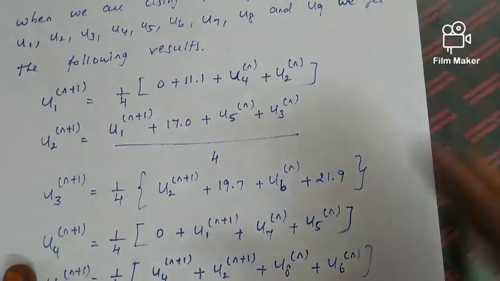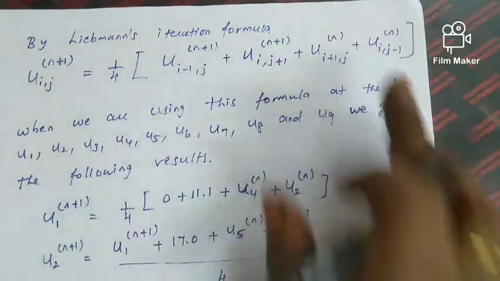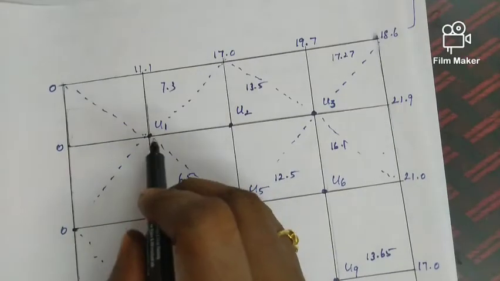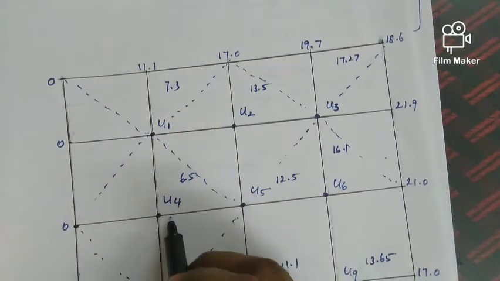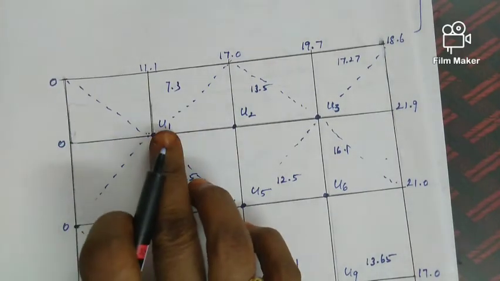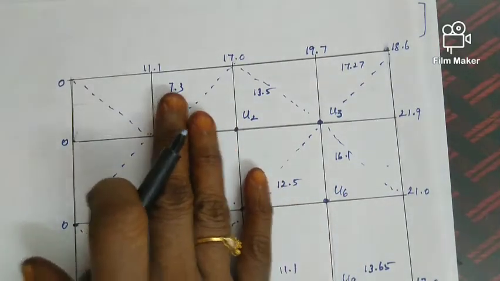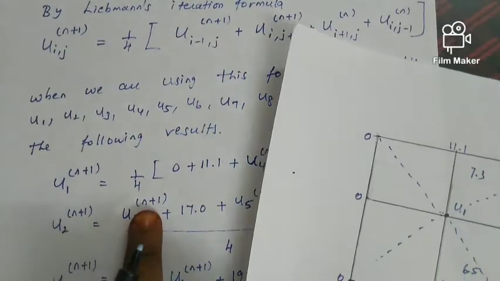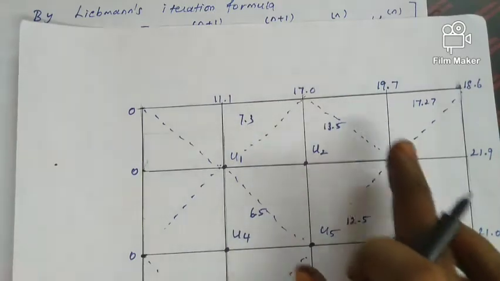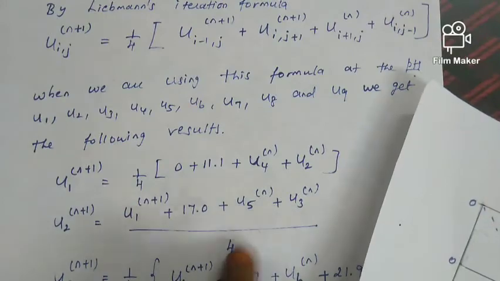Likewise, for all the 9 points we are writing the result. So from the generalized result only we are writing. If you are not able to write from the formula, from this result you can directly go to the diagram. Take this one: u1 of n plus 1 equals 0 plus 11.1, u2 of n, u4 of n, divided by 4. This is for u1 of n plus 1. And for u2 of n plus 1, that is u1 of n plus 1, because this point is already over for the generalization. So that is the reason why here we are writing u1 of n plus 1, 17.0, this is just now we are going to compute, so u3 of n and u5 of n. Is it clear? By 4.